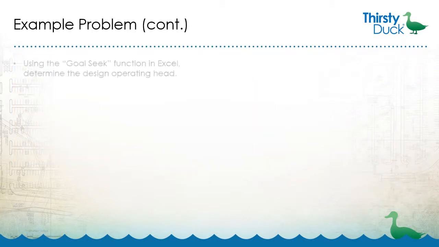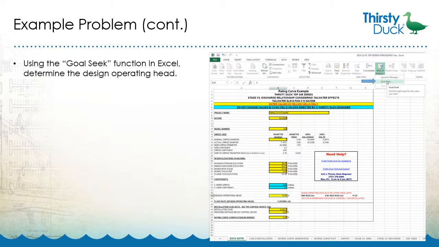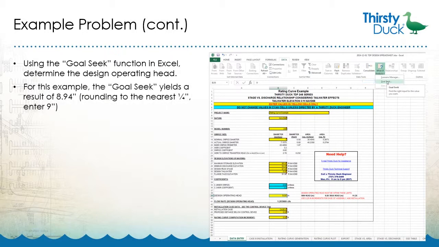Using the goal seek function in Excel, determine the design operating head, which will yield the allowable flow rate of 1.2 CFS. Remember to round the operating head to the nearest 1/4 inch. For this example, 9 inches will produce a flow rate of 1.2 CFS. Next, set the installation case to case B.